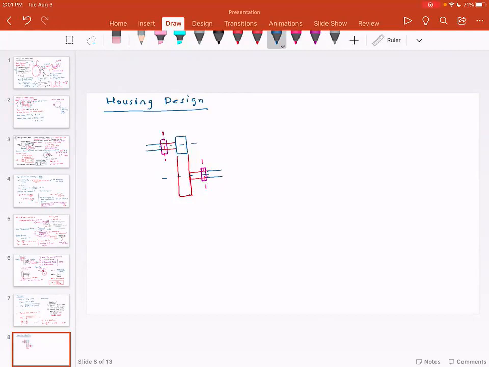Now I want the housing to enclose the bearing. So first I'm going to create a rough sketch. I want a housing, and I will show you the construction of the housing. I want the housing to enclose the bearing, and then I need some space so that the bearing can be located inside the housing. So this is how it's going to go.